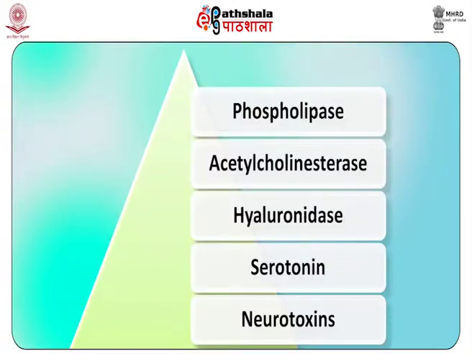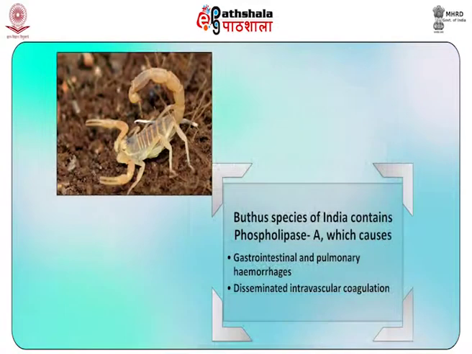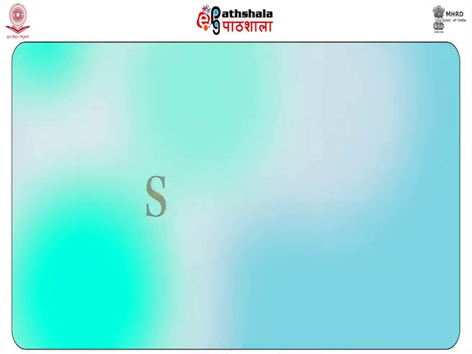The main toxins include phospholipase, acetylcholinesterase, hyaluronidase, serotonin and neurotoxins. The venom of Buthus species of India contains phospholipase A, which causes gastrointestinal and pulmonary hemorrhages and disseminated intravascular coagulation. Scorpion venom is clear and colorless toxalbumin that is more toxic than the snake venom.